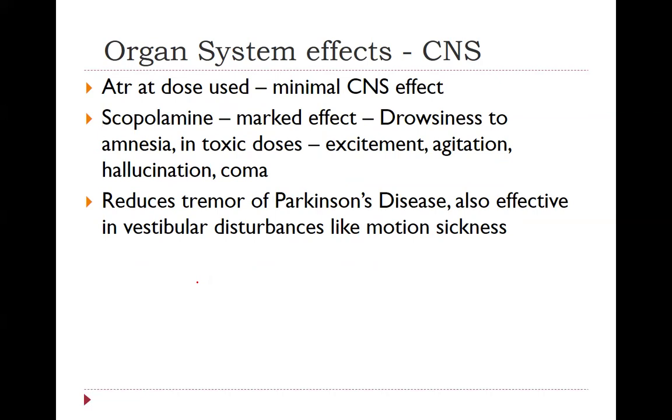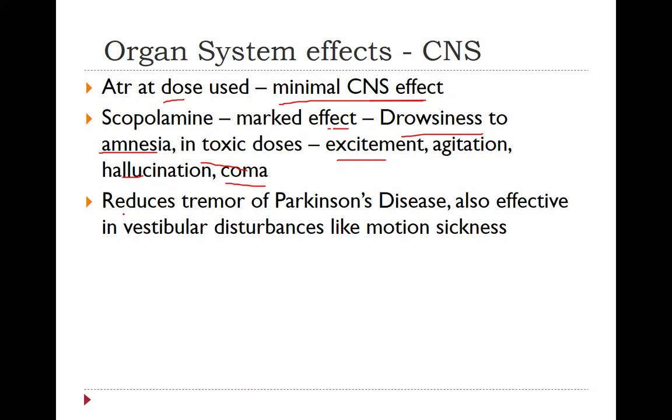Now, coming to the organ system effect, again, we are talking about atropine as a prototype. When we talk about atropine at the recommended doses or at the doses in which it is used, it causes minimal CNS effect. Compare it with scopolamine, which more easily enters the CNS. So it has more effect on the CNS, and it leads to drowsiness and amnesia, and if supposedly there's a toxic dose, which is always a possibility, it could lead to excitation, agitation, hallucination, and coma.